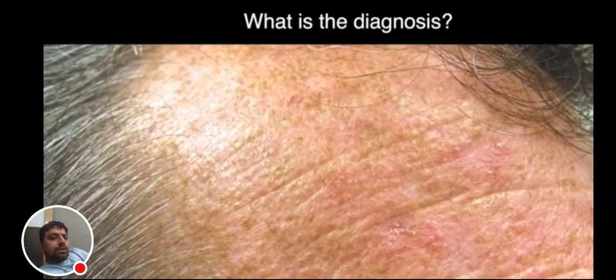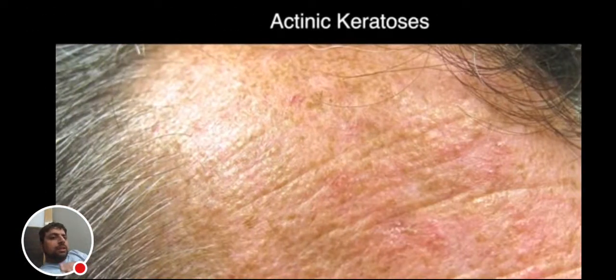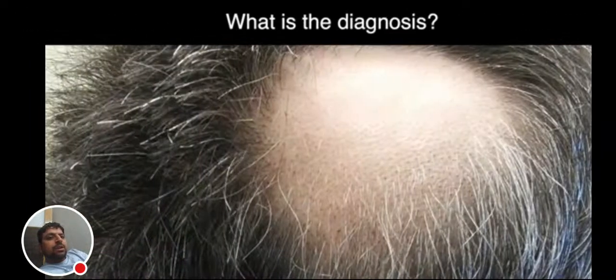Okay. What is the diagnosis here? What do you think about this? The diagnosis here: actinic keratosis. This is a case of actinic keratosis. Okay. Now, what is the diagnosis? This same image they asked in NEET PG 2020 examination. So, what is it?